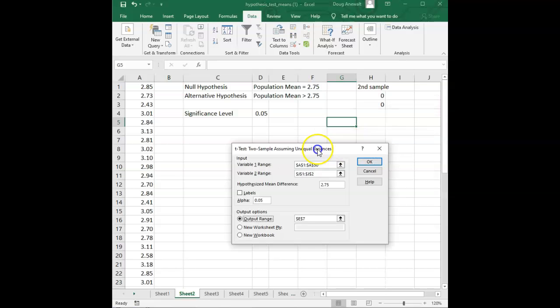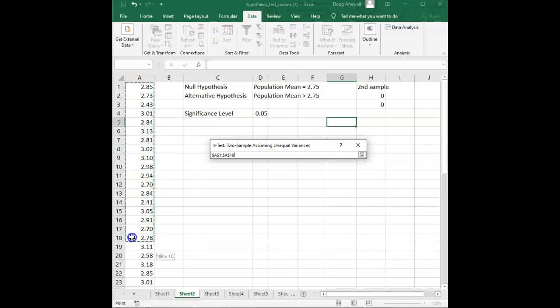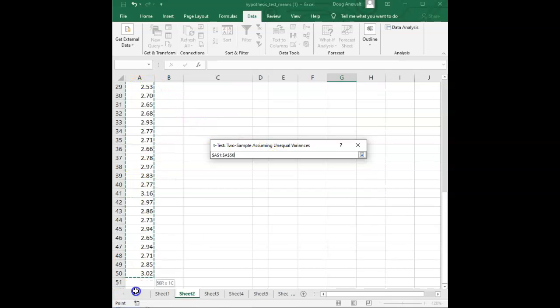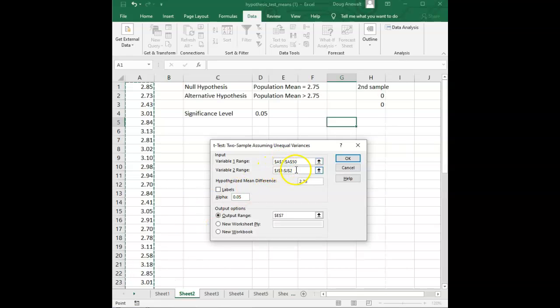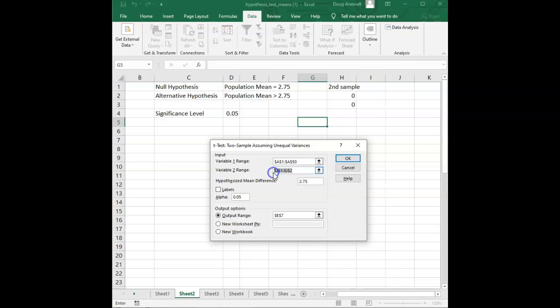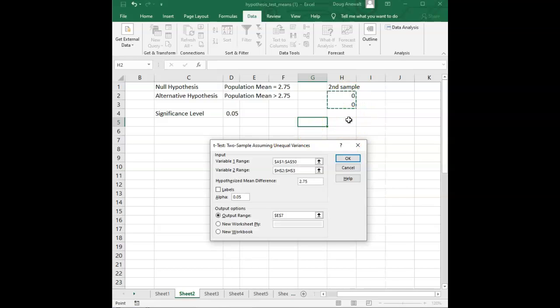Hit OK, and now let's select our two samples. So your first sample, click here. I'll just show you how you need to do it in case you don't have the right values there. Delete everything and then come and select your sample of data or type in those cells. And then for your second sample, I'm going to do that again, delete it, and then select where you put the zeros at. The next thing to enter here is the hypothesized mean difference.